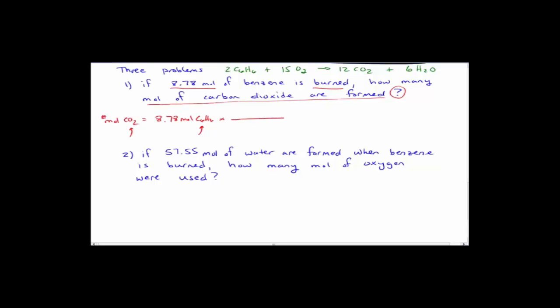All right, what do we know from our chemical reaction? Well, according to this, for every 2 moles of benzene, I can make 12 moles of CO2. In other words, for every 2 moles of benzene, I put the benzene in the denominator so that the moles of benzene would cancel. I can make 12 moles of CO2. And lo and behold, if I do my math, it's going to be 6 times 8.78, and I'm going to get 52.7 moles of CO2 can be formed.